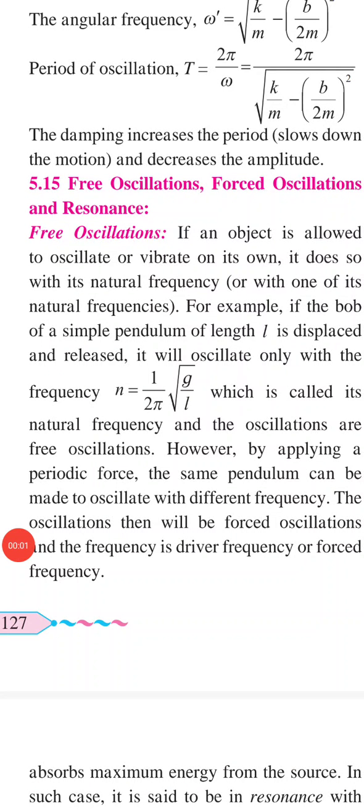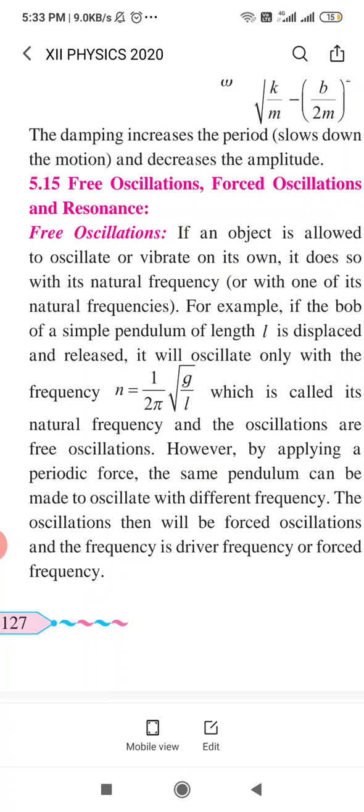Free oscillation, forced oscillation, and resonance. So free oscillation is nothing but oscillations which are free. A body which can move freely in to-and-fro motion, that we have also seen; that is the starting part of this chapter. So free oscillation is when an object is allowed to oscillate or vibrate on its own, it does so with its natural frequency.